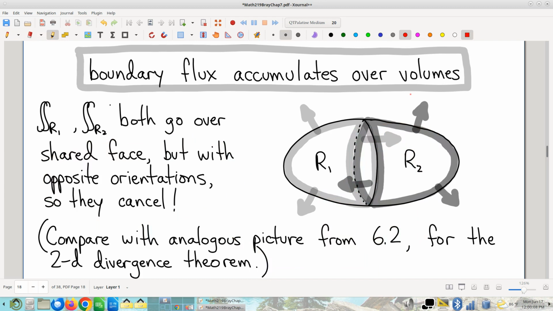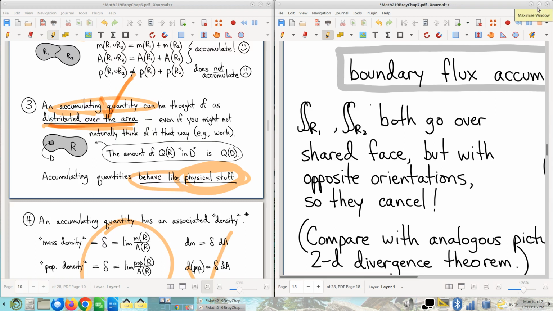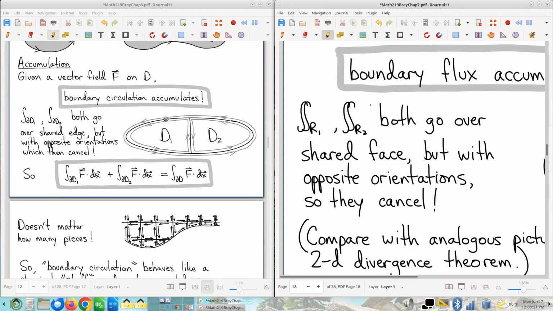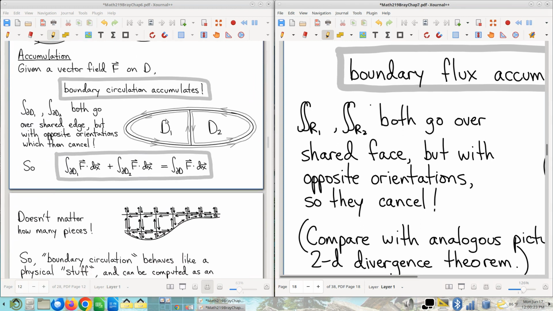Everybody see how that plays out? Doesn't that look really familiar? Isn't that morally kind of exactly the same picture that we drew when we were talking about Green's theorem? When we were talking about Green's theorem, we had a shared edge in the middle, oriented in opposite directions, and so they cancel. Same thing, just three-dimensional and perpendicular to the surface instead of parallel to the boundary curve. It's geometrically a little different.